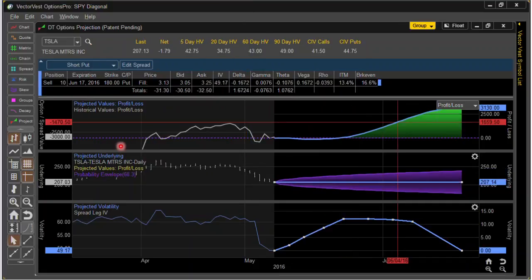Now, here is the next scenario I want to show you. Take a look. The stock is staying completely flat. It doesn't change in price, right? We thought it was going to go up, but it didn't. It just went completely flat.